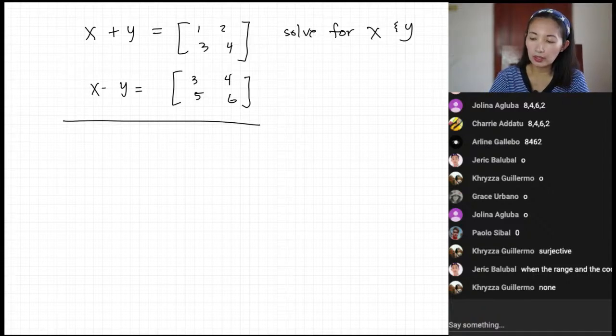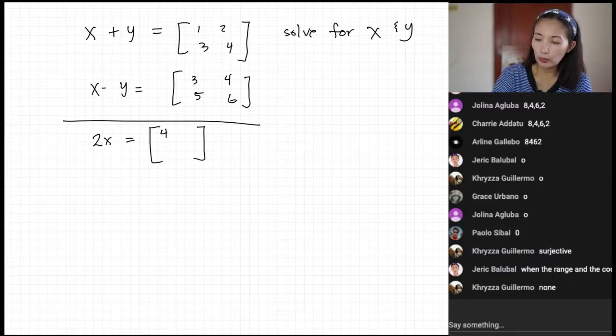X plus X, that will give me 2X. Okay, and then Y minus Y will be 0. So what will I do? What is the definition of matrix addition? Add correspondingly the entries. So 1 plus 3, this is not exactly what is given in your exam, but just for an example, so that you will know the process. 1 plus 3 gives a sum of 4. We are adding the two equations.